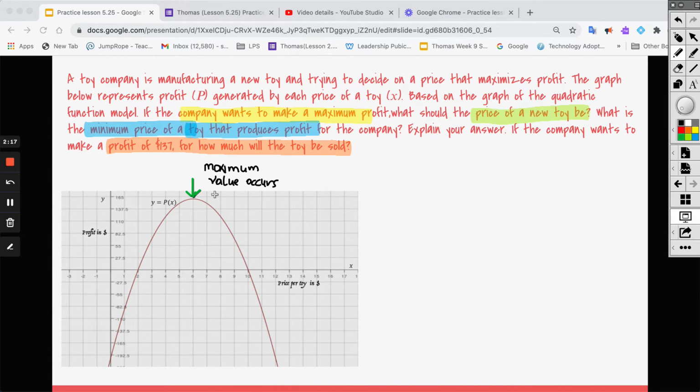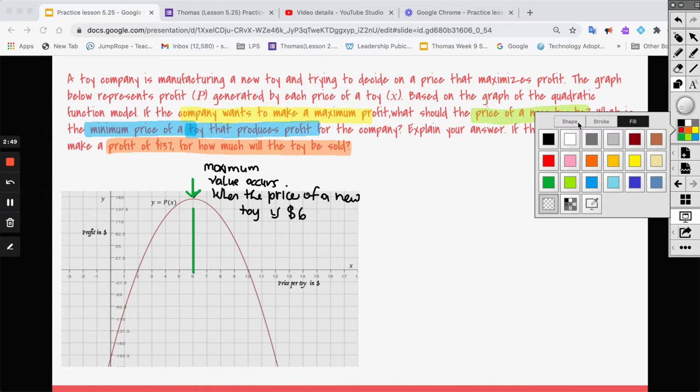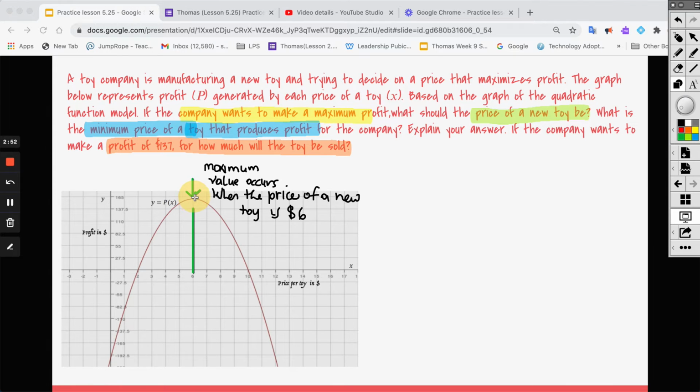And so it occurs when the price of a new toy is $6. You don't believe me? Here we go. So it's $6. So in order for this company to make a maximum profit, what needs to happen is that right here they have to sell the new toy for $6.